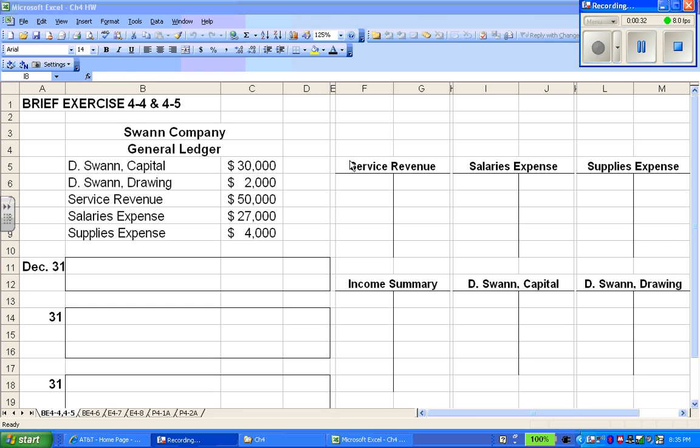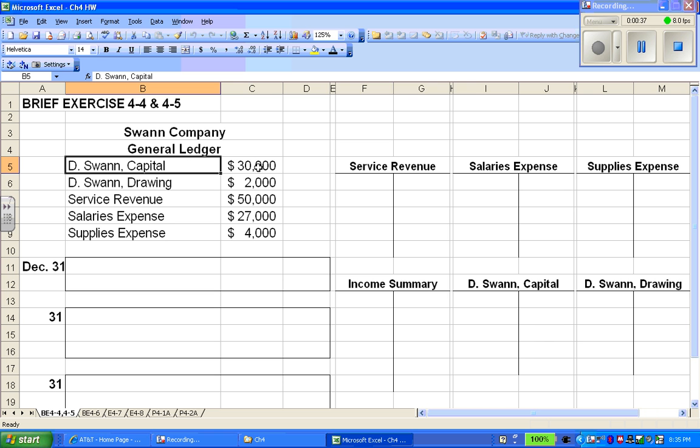accounts. So let's see, here I'm putting in the information in this Excel spreadsheet. Right here is the information out of your textbook. And what I'm going to do is, like I said, I'll do both of these problems together. So in brief exercise 4-5, they're asking us to post the information to the T account. So why don't we just go ahead and take these balances and plop them in there.